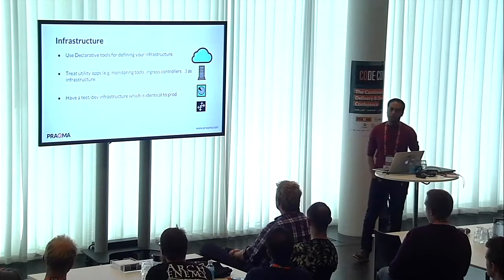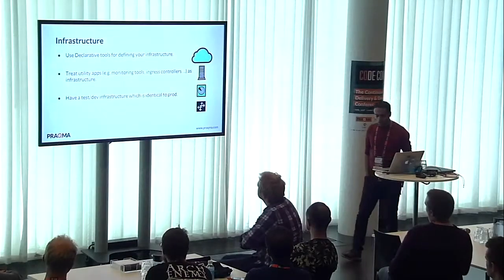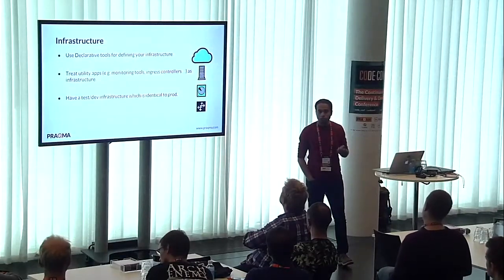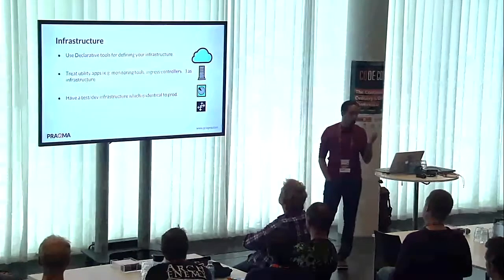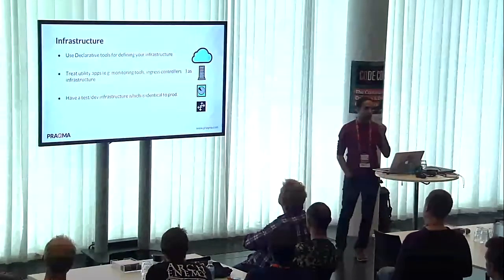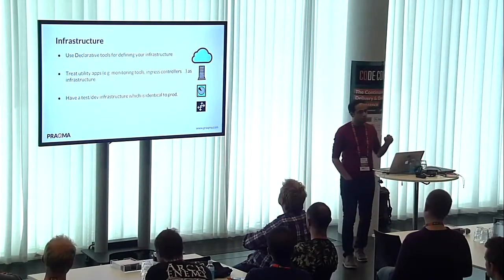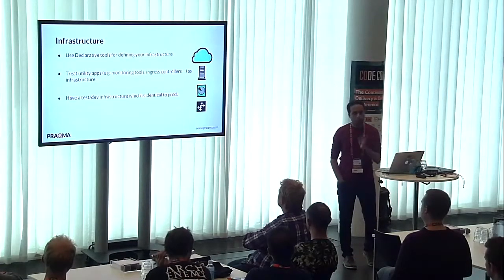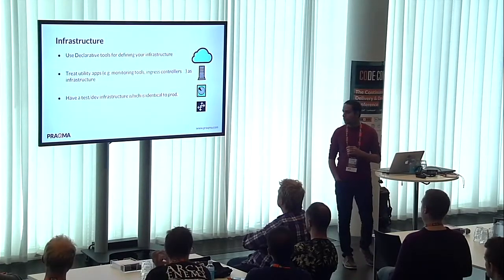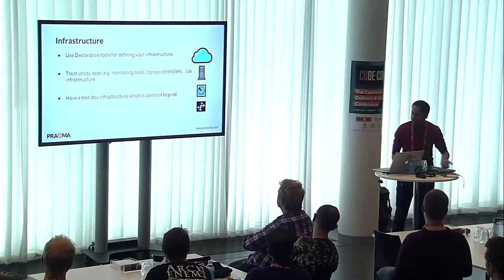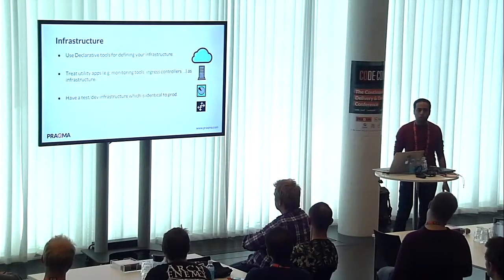Also, for your utility applications, like whatever monitoring tools you are using, service meshes, ingress controllers, and so on, treat them as part of your infrastructure. So if you are creating a Kubernetes cluster from a continuous delivery pipeline, add to that pipeline a step at the end that deploys all these utilities that you need. This is useful because in a disaster recovery scenario, if you are recreating the cluster, you immediately get all the utilities that you need up and running for you.